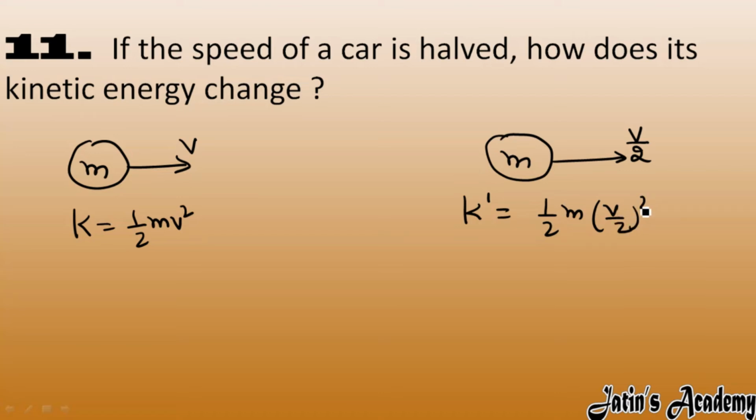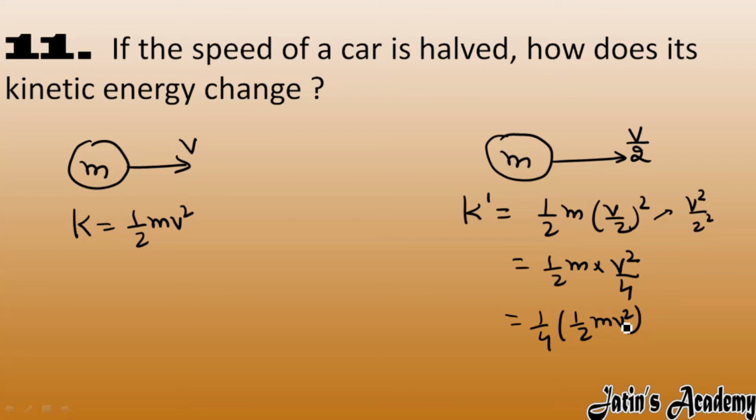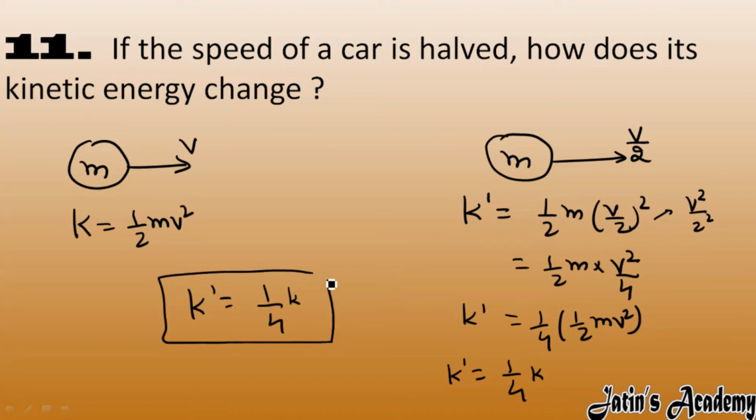So v by 2 square becomes v square by 2 square, and 2 square we write as 4. Taking 4 outside common, we get 1 by 4 into half mv square. So half mv square is equal to the kinetic energy k. So k dash we got as 1 by 4 k. It means that by making the velocity half, kinetic energy becomes 1 by 4th of the initial kinetic energy.